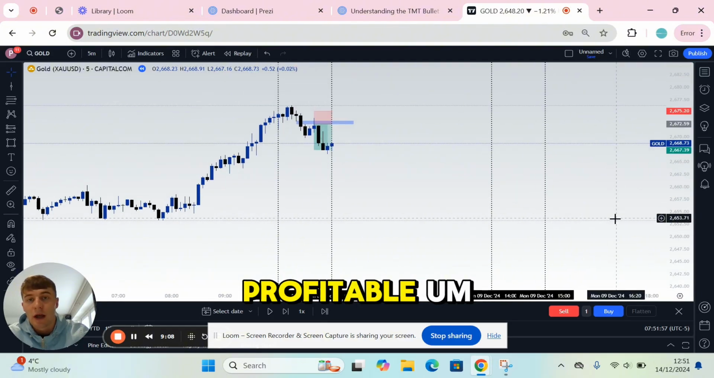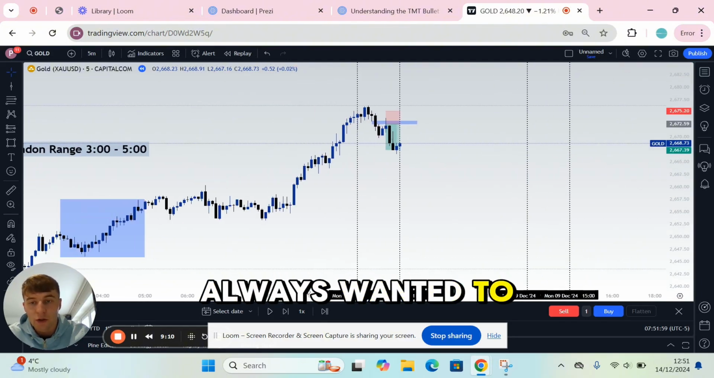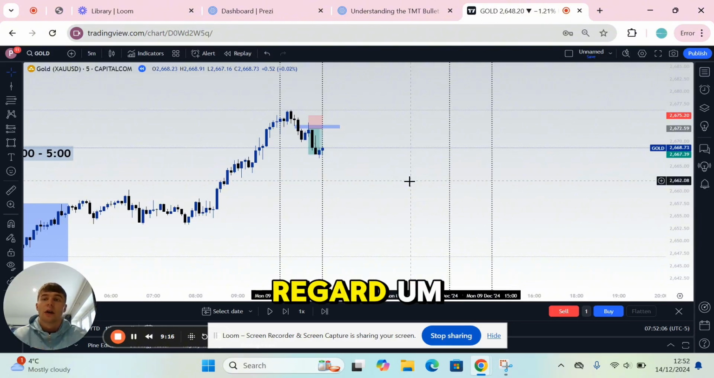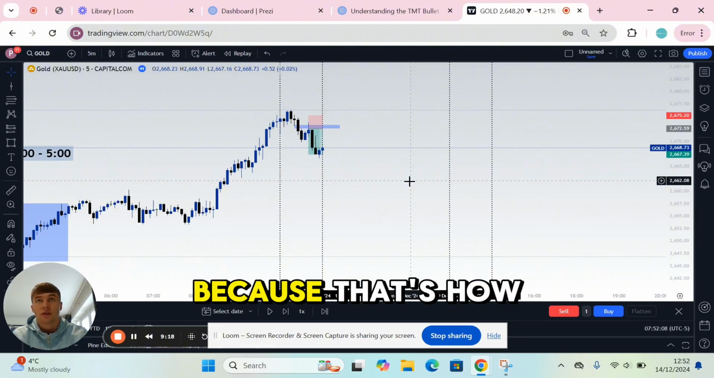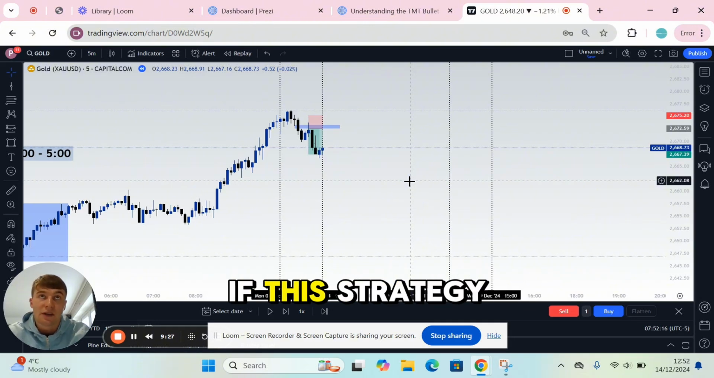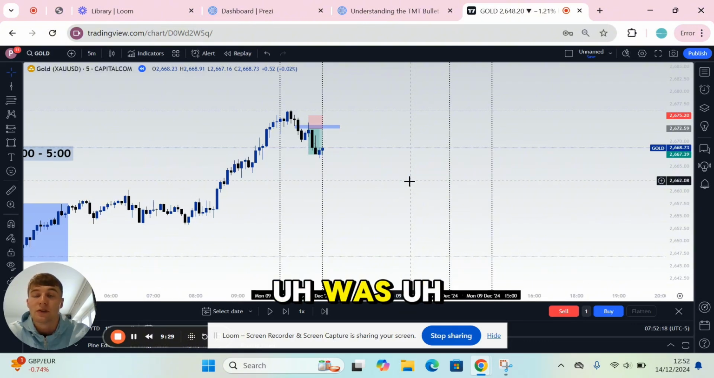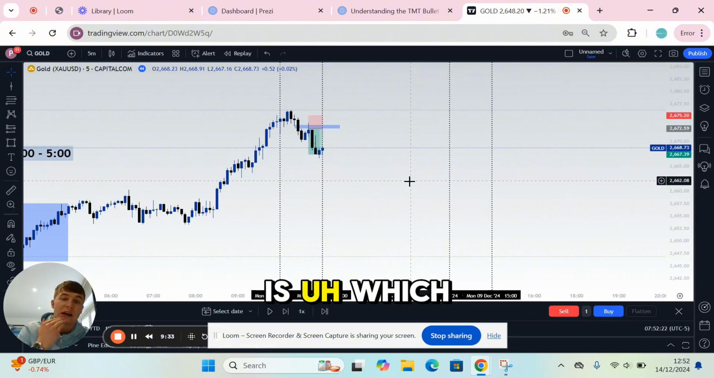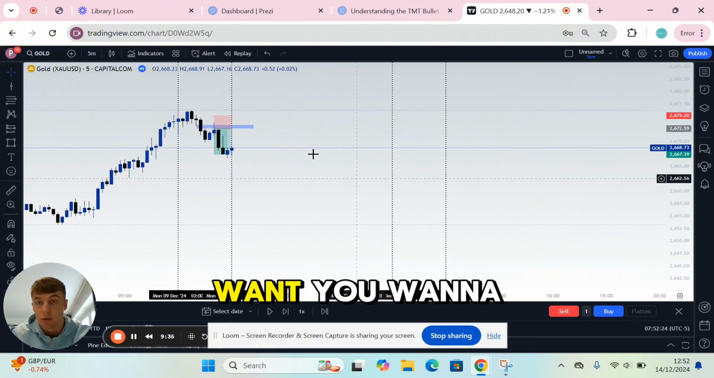trades and being profitable. The risk to reward is always 1 to 2, so you're pretty much always set with your risk to reward. It's mechanical in that regard, which is good because that's how you kind of stay profitable, where your wins are always bigger than your losses. So even if this strategy had a 50% win rate, you would still be profitable, which is good. That's what you want. You want to be profitable.